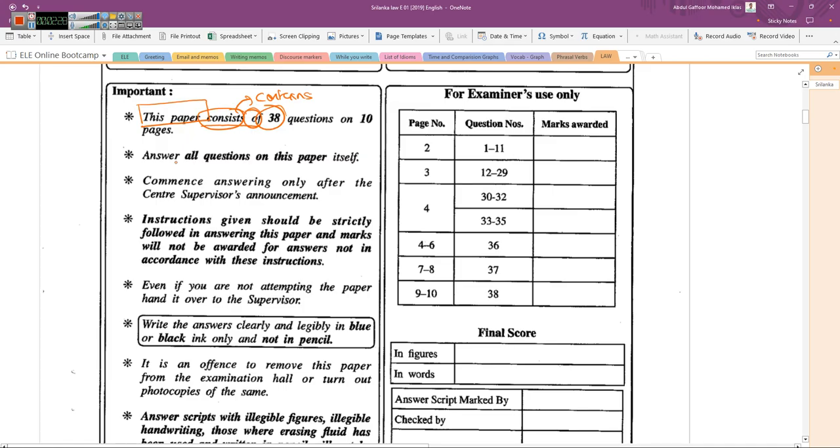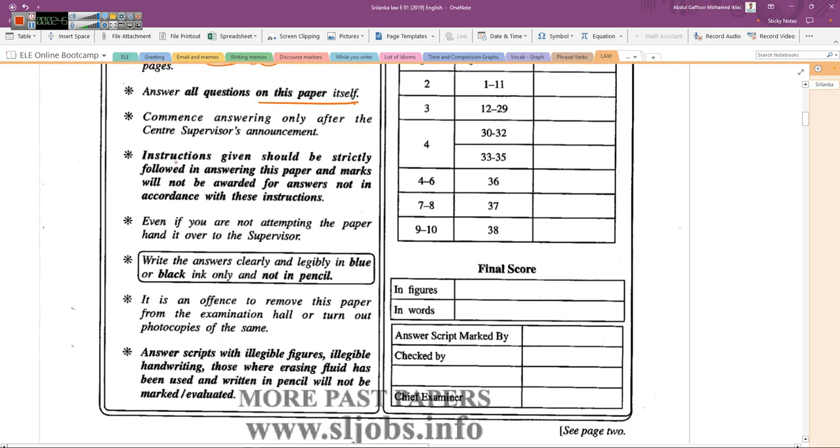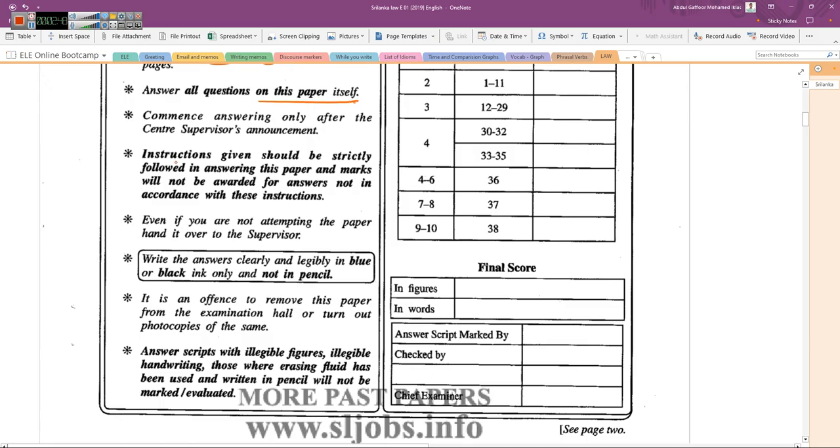We have to answer all the questions, so there is no choice. We have to answer the paper on the paper itself. If you need, we can use extra paper, I think, but we have to manage to write down all the answers on this paper itself. Commence answering only after the center supervisor's announcement. Even if you are given the paper, you shouldn't write the answer. After the supervisor announces to start writing, only then you commence answering. You have to place your pen on the paper.